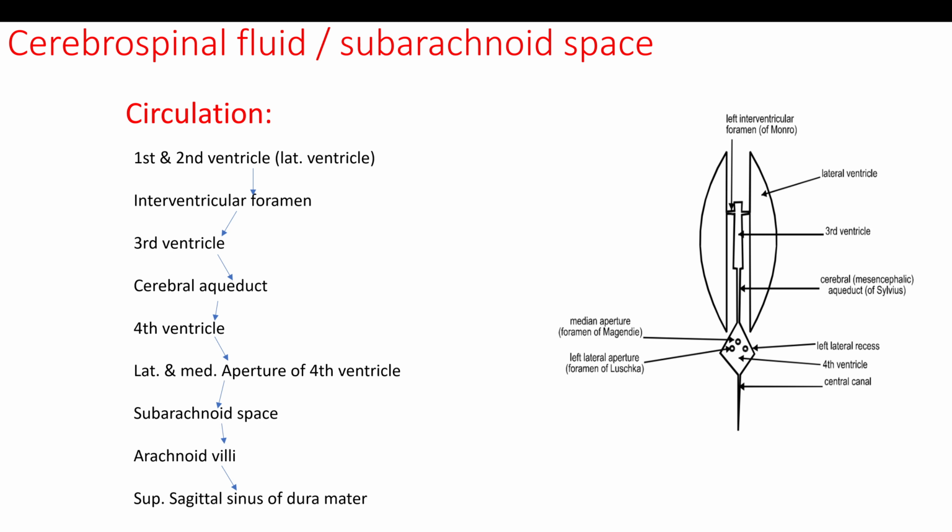Circulation is according to this graph on the left. First, the lateral ventricle, goes through the interventricular foramina to the third ventricle, cerebral aqueduct, fourth ventricle, the lateral aperture and median aperture of the fourth ventricle, subarachnoid space, arachnoid villi, superior sagittal sinus, or dura mater.